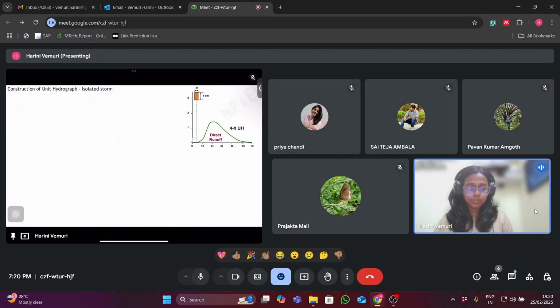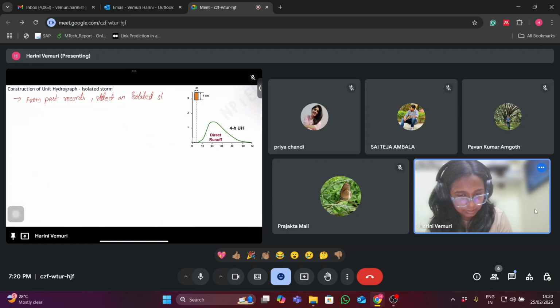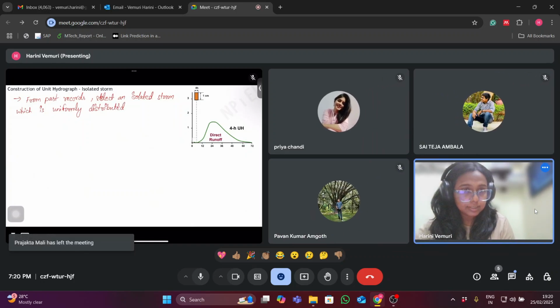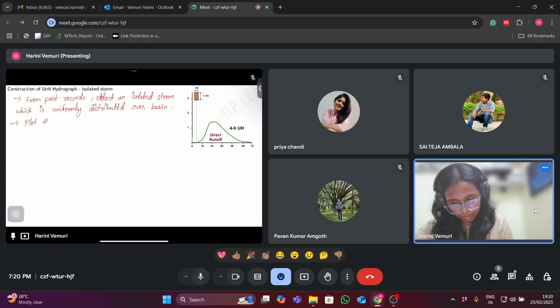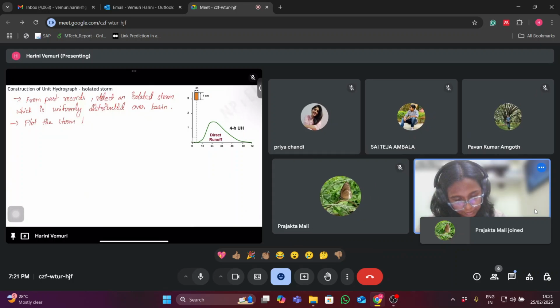So now let's look into how to construct a unit hydrograph for an isolated storm. Generally, what we will do is, if we have any past records, from past records, select an isolated storm, which is uniformly distributed over the basin. This we have seen that it is one of the assumptions of unit hydrograph, right? And then we'll plot the storm hydrograph for this particular storm.